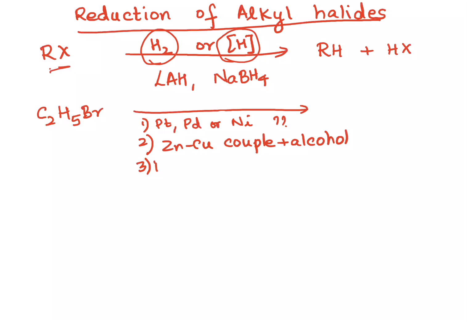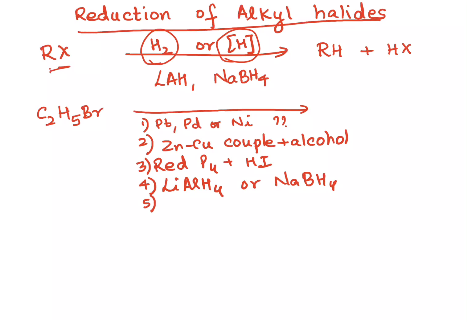Then we've also got red phosphorus and HI. That's another of the reagents that we have written. We've already mentioned lithium aluminium hydride or sodium borohydride as the reducing agent. Then other reducing agents are the chemical reducing agents, zinc plus an acid, tin and an acid. So all these reducing agents, what are they going to do? Remove the halogen, replace it by a hydrogen.